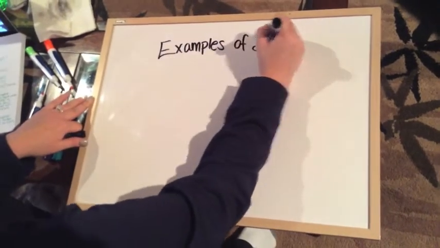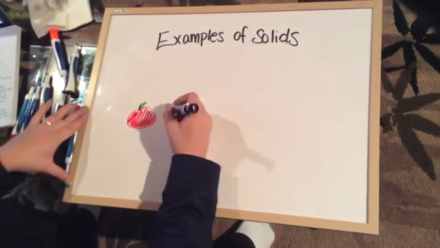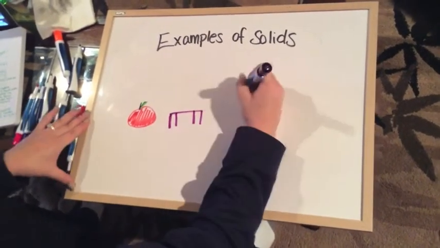So, what are some examples of solids, you ask? Well, your apple that you ate for lunch today is a solid. Bet you didn't know that. So is a table, and so is this pen.